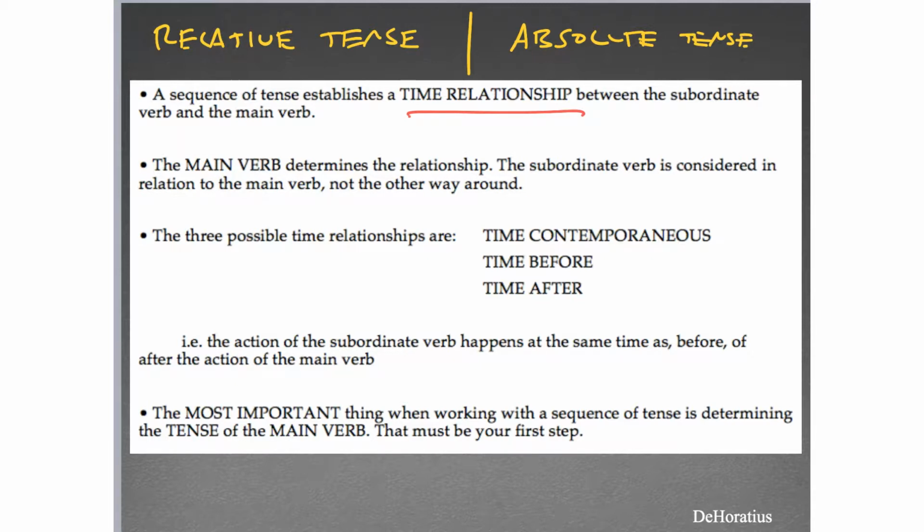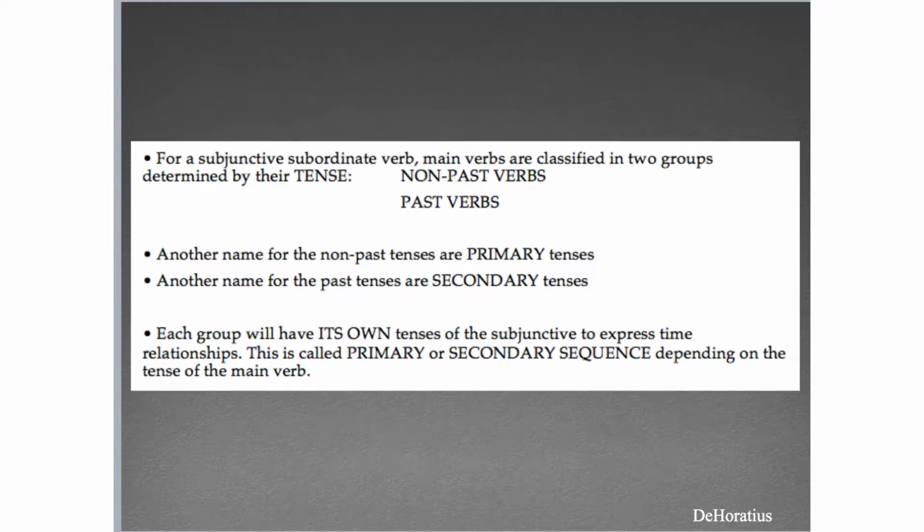All right, and so those relationships are right here. So time contemporaneous is also known as same time, and then time before, and then time after. So the action of the subordinate verb happens at the same time, before, or after the action of the main verb. All right, and so when you're dealing with sequence of tense, the most important thing is the tense of the main verb. So the tense of the main verb is going to be your determining factor. That will determine what the sequence will be.